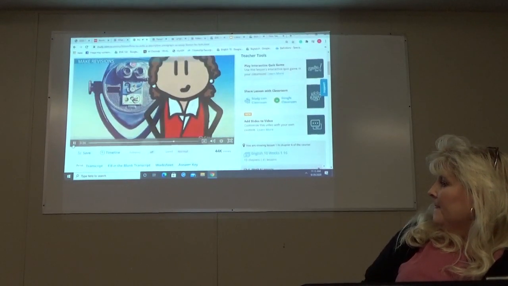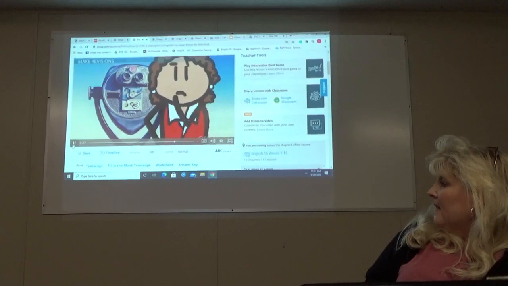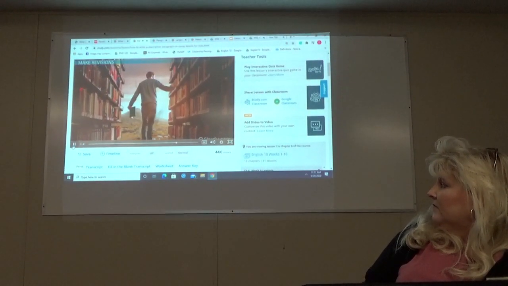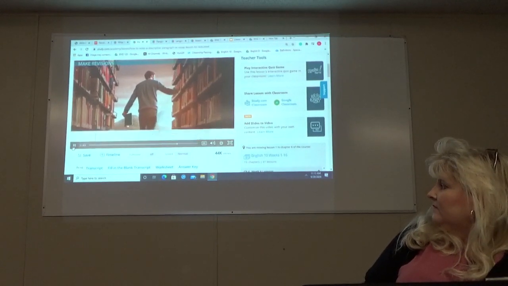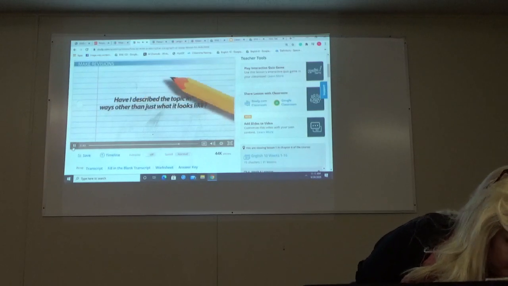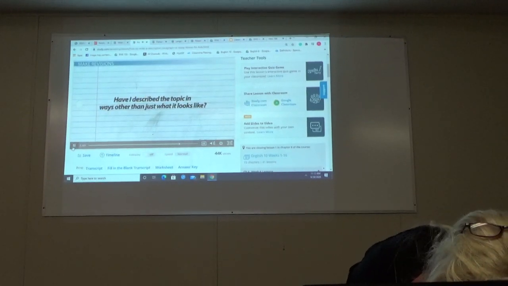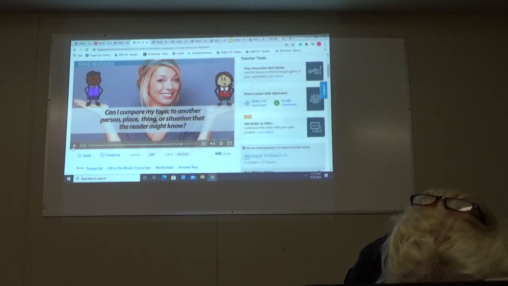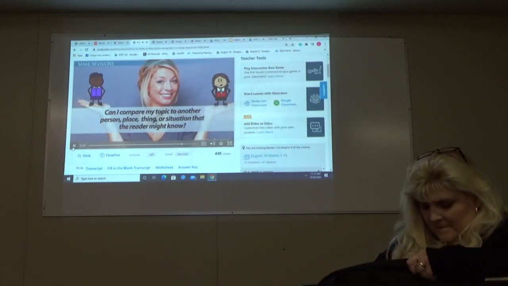Oftentimes, people describe topics only by what they see. With descriptive writing, it's important to choose words that can help the reader experience what you are writing. When you are revising, think about the following questions. Have I described the topic in ways other than just what it looks like? Can I compare my topic to another person, place, thing, or situation that the reader might know?